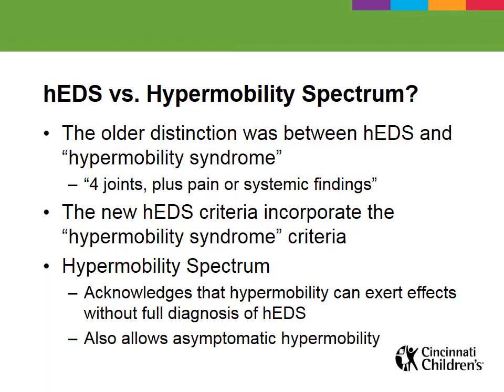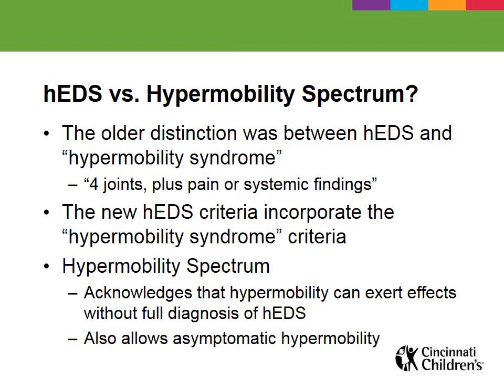For example, what we used to look at was the distinction between hypermobile EDS and something called hypermobility syndrome. Hypermobility syndrome was a condition in which there was a lesser threshold for declaring hypermobility, in that there could be 4 affected joints, but it allowed for other kinds of problems to be present to make the diagnosis. So if there were 4 affected joints and pain or other kinds of systemic findings, that could lead to the diagnosis of hypermobility syndrome.